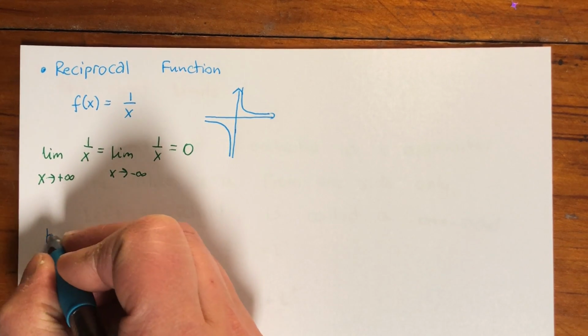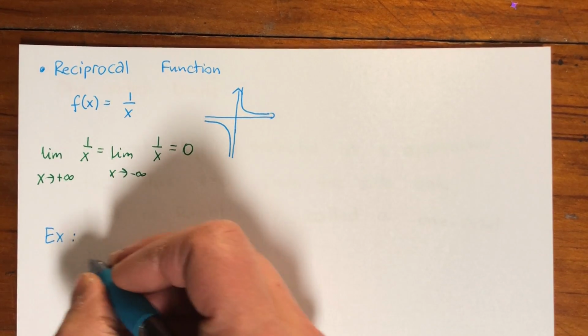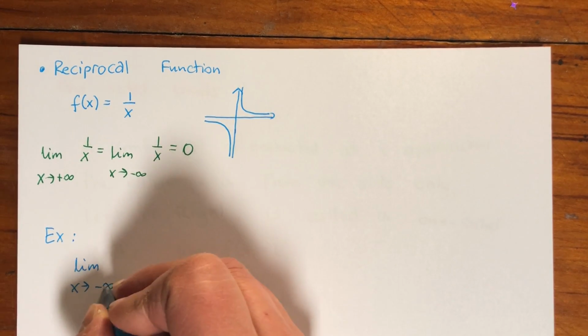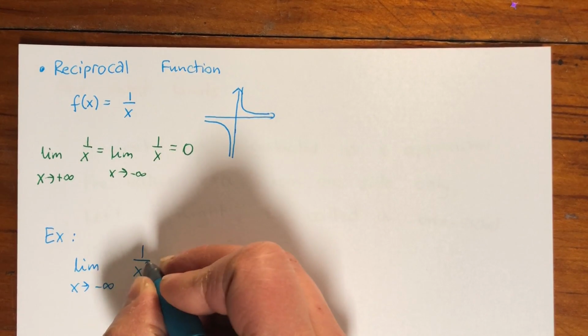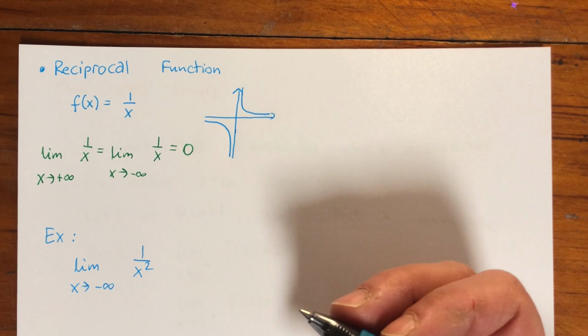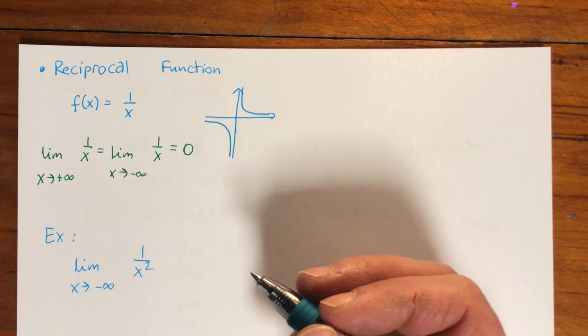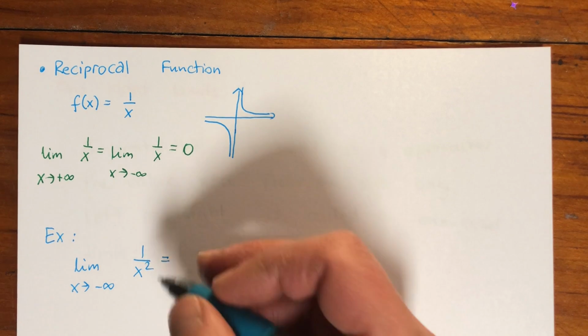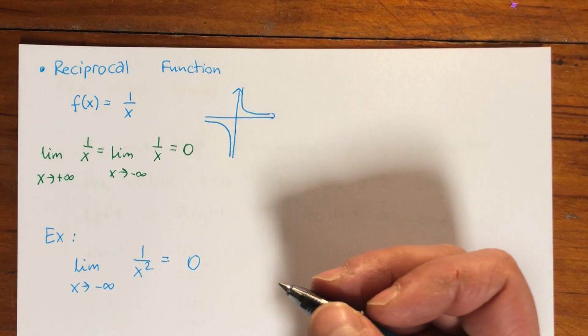As a matter of fact, let's write a couple more examples. Limit as x approaches negative infinity of 1 over x to the power of 2. Well, we could graph this, or we could think about this. What is the horizontal asymptote for this? Horizontal asymptote is at 0, so this is going to approach 0 as well.